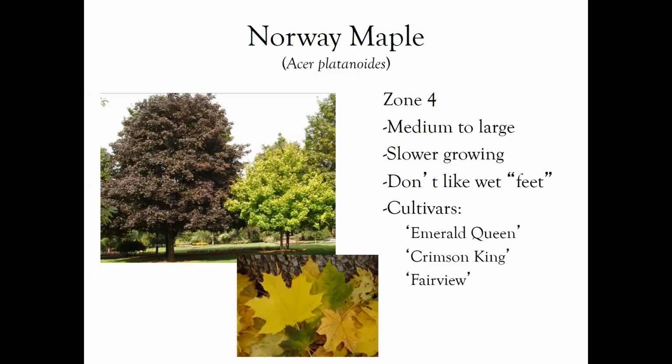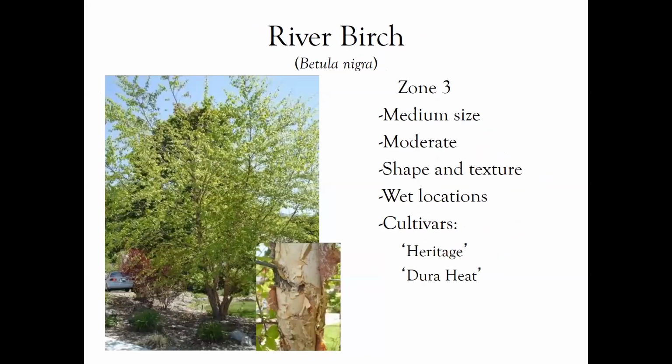They can be very prone to iron chlorosis in the wrong soil, and they get leaf scorch really bad in the summers, just simply because they have a large, broad, thin leaf that is hard for the plant to keep hydrated. Emerald Queen is super popular. Crimson King is the red leaf cultivar. And then there's a number of other ones out there. You just have to go to the nurseries and see what they have.